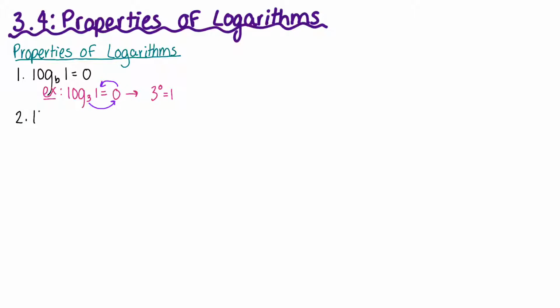Second property, log base b of b is equal to 1. So as an example, if I had log base 2 of 2, this would be 1. And it'd be 1 because, start at the base across the equals back again, 2 raised to the 1 is equal to 2. And this will be true regardless if it's 2 or 3 or 4, whatever your base is. If it's raised to the first power, it's just going to give you itself. So log base 2 of 2 is equal to 1.